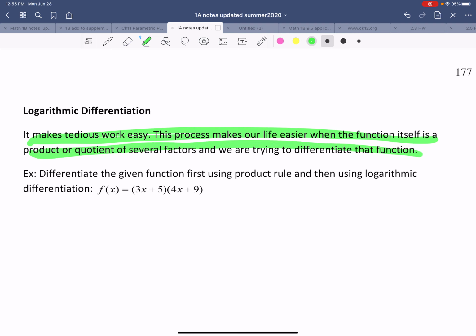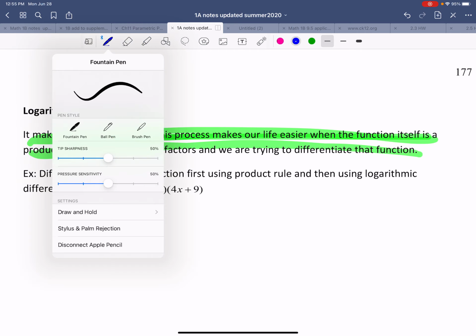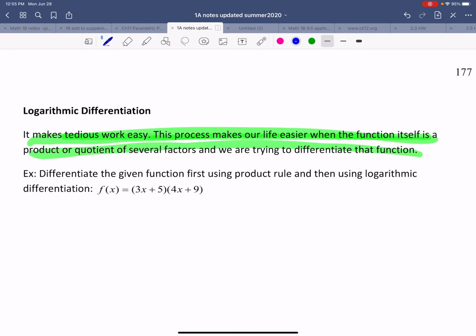So we can use logarithmic differentiation to make our life easier. We would have to take logs on both sides, and we'll be able to break our function into smaller chunks if we have products and quotients of crazy functions. We'll be using implicit differentiation in this case because we will be using logarithmic differentiation here.